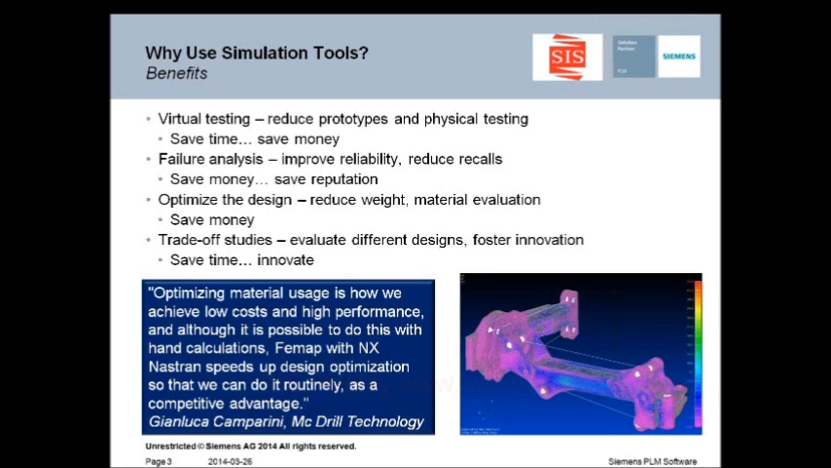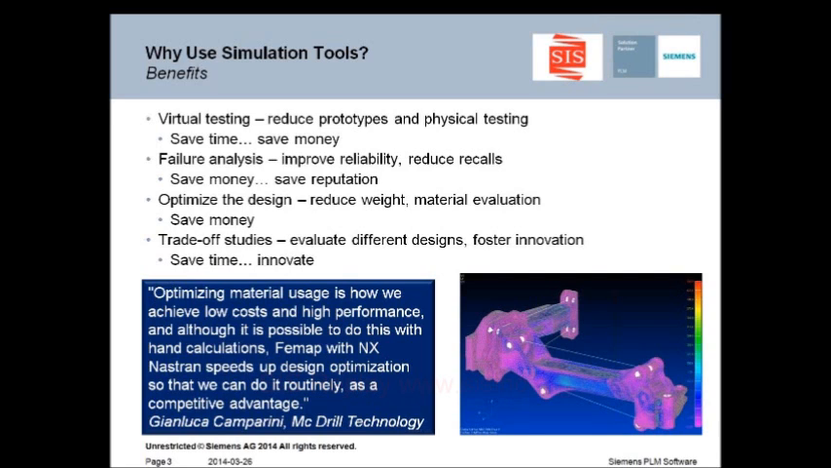Optimizing the design is another good use of simulation, and here we can make sure that the design isn't over-designed, so we can reduce weight. We can use simulation to evaluate different materials, and overall, basically, the idea is to save money with optimization.